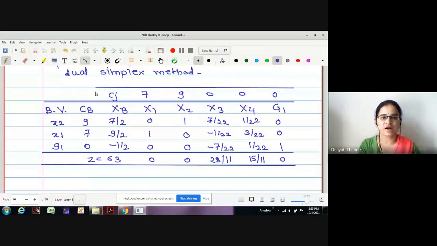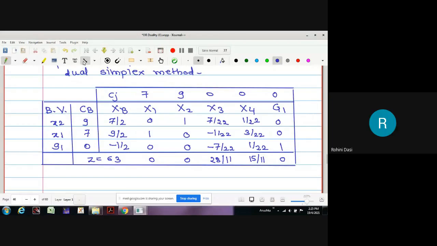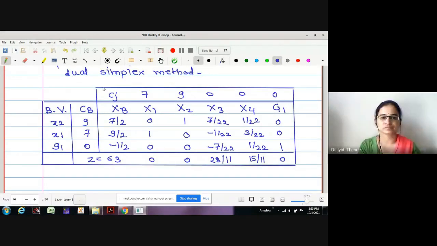How we have added the Gomorian constraint in the simplex table. Shall I proceed? Yes, ma'am. Now what will we do? We will try to solve this by the dual simplex method. Now let us recall what the dual simplex method is. In the dual simplex method, first we have to select the outgoing vector and then the incoming vector.